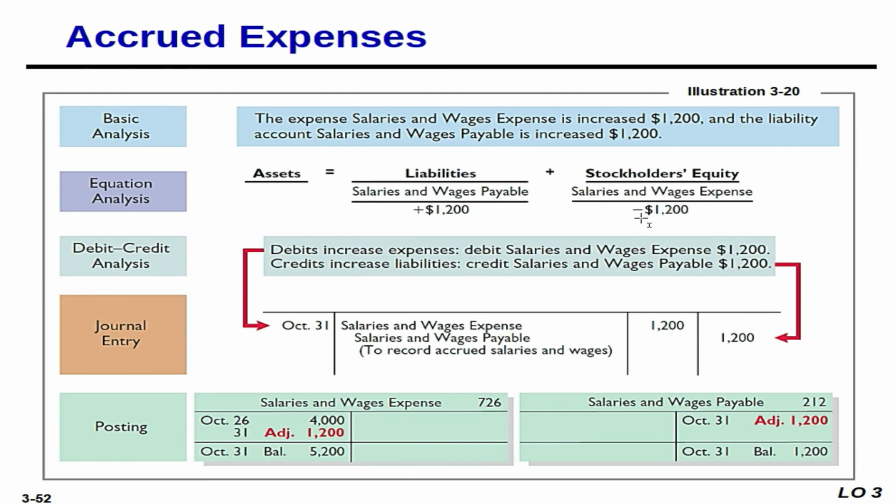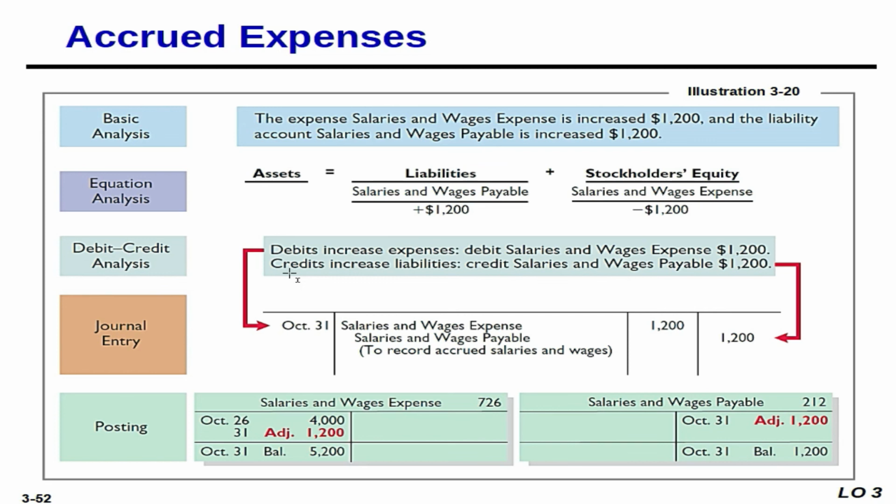Because expenses did increase, but you just have to remind yourself that when you go to stockholders' equity via the income statement, the salaries and wages expense will be decreased or come out of revenues. Okay, so that's why they have a negative sign here. Hopefully that's not too confusing.